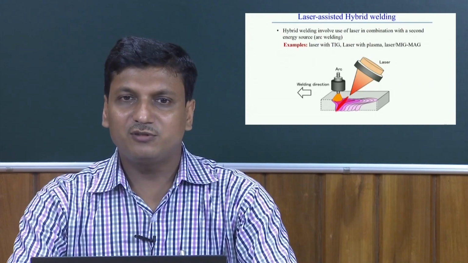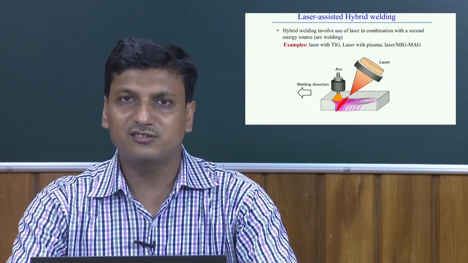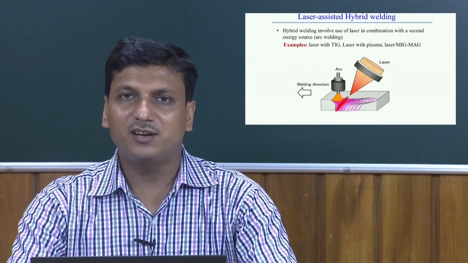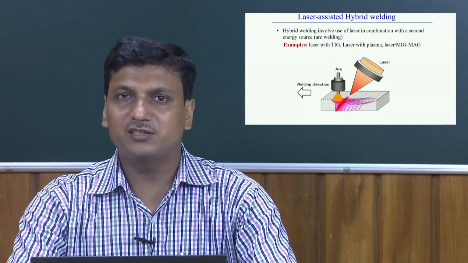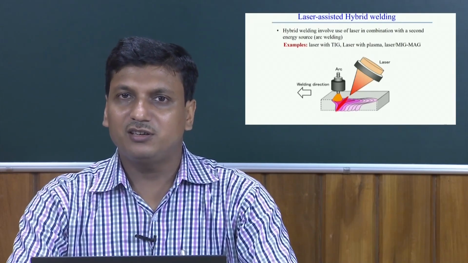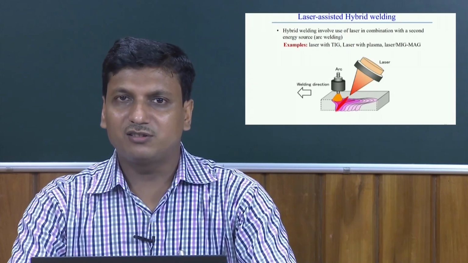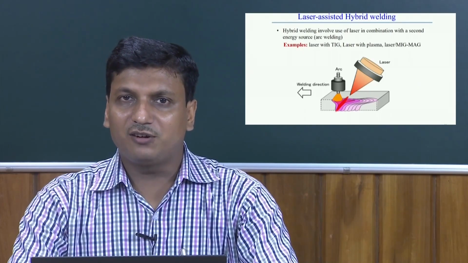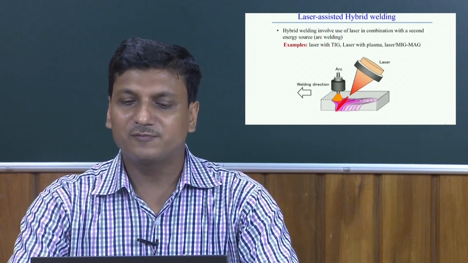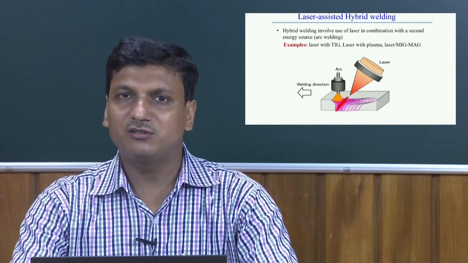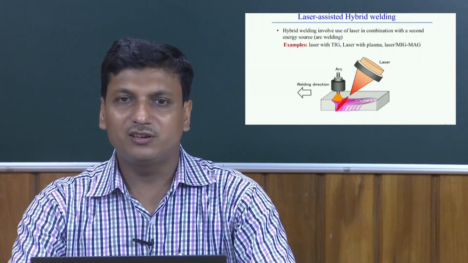Now, there are several arc welding processes like TIG welding or gas tungsten arc welding, plasma, and then laser with gas metal arc welding. These are the typical secondary sources of heat in hybrid laser welding. But the question is, when you try to develop any hybrid laser welding process, what should be the position of the laser, whether in the front side or the back side with respect to the welding direction.